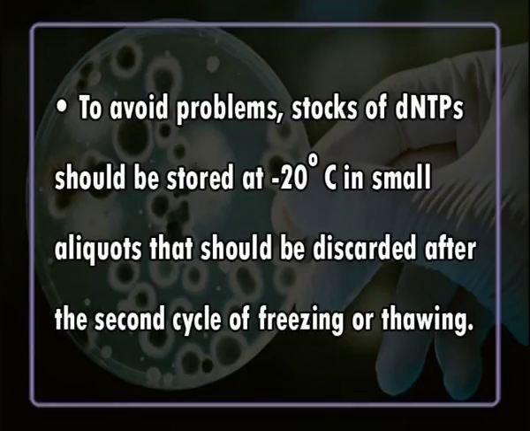To avoid problems, stocks of dNTPs should be stored at minus 20 degrees centigrade in small aliquots that should be discarded after the second cycle of freezing and thawing. During long-term storage at minus 20 degrees centigrade, small amounts of water evaporate and then freeze on the walls of the vial. To minimize changes in the concentration, vials containing dNTP solution should be centrifuged after thawing for a few seconds in a microcentrifuge.